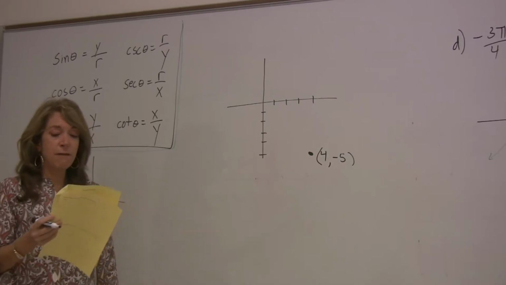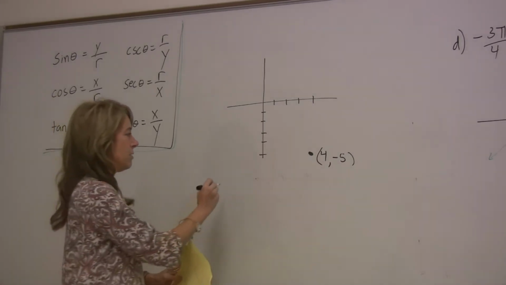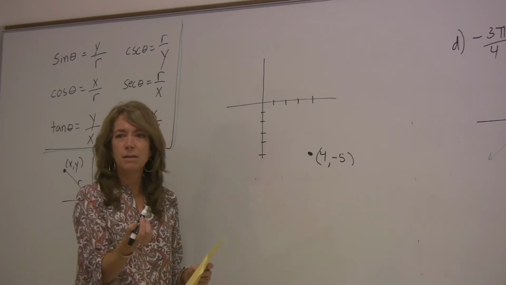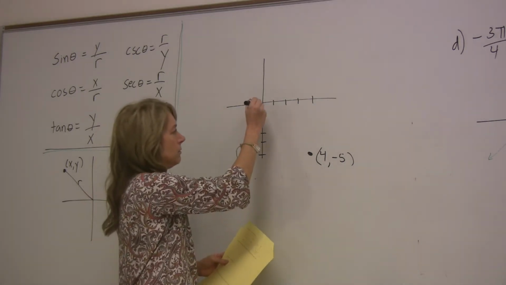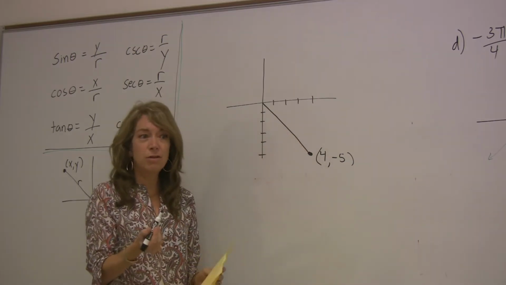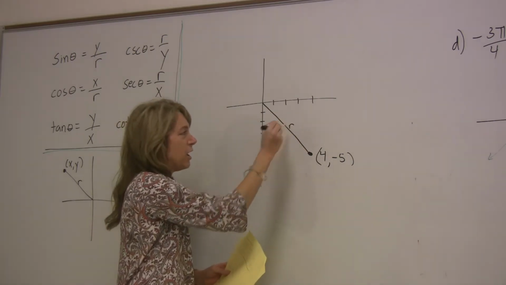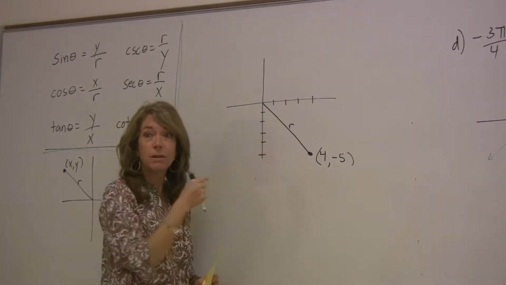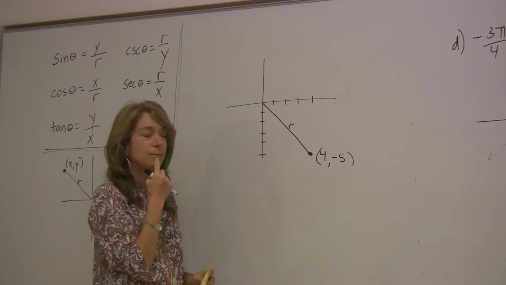And the question wants me to find all of my 6 trig ratios. So number 1, it says the angle that results from it. Well, I have to have a line going to it to find the angle. So I'm just drawing a line. This right here is going to be my r. I have an x, and I have a y, and I have an r. We'll talk about what r is in a minute.